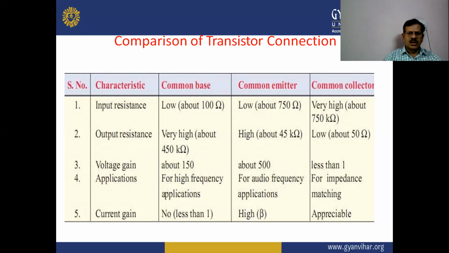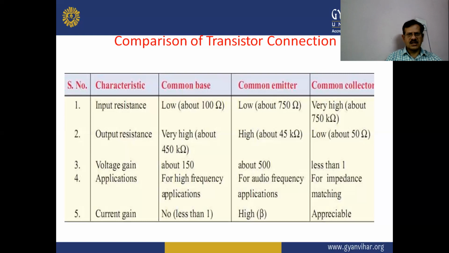Application: the common base configuration is used for high frequency applications, the common emitter is used for audio frequency applications, and the common collector is used for impedance matching. So these are the applications of BJT in different configurations.